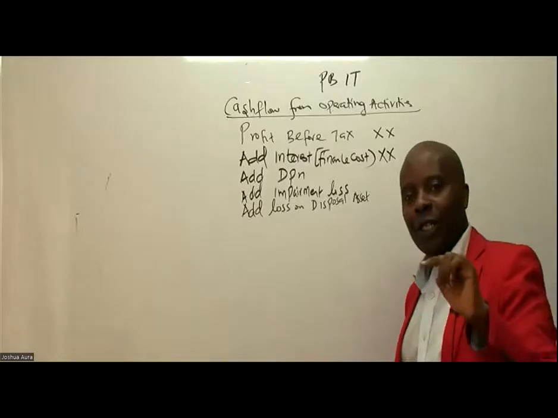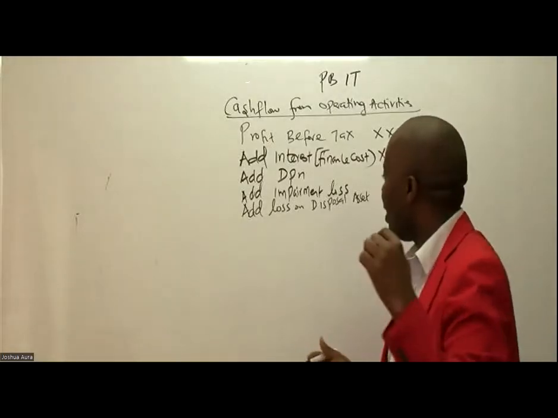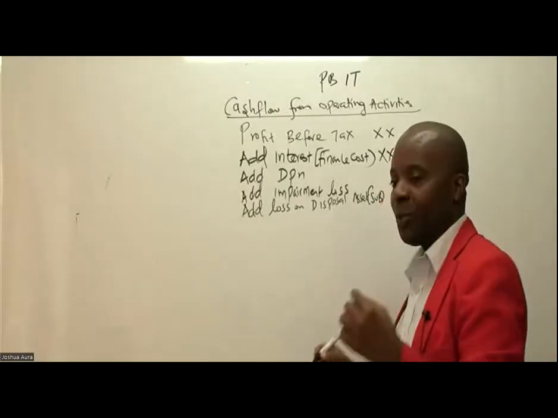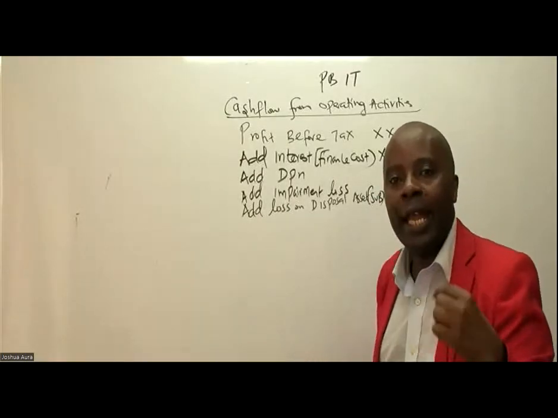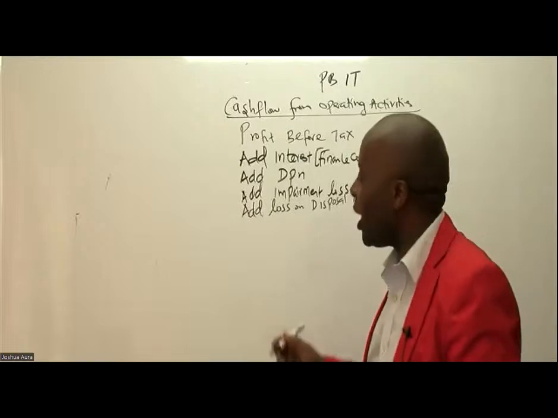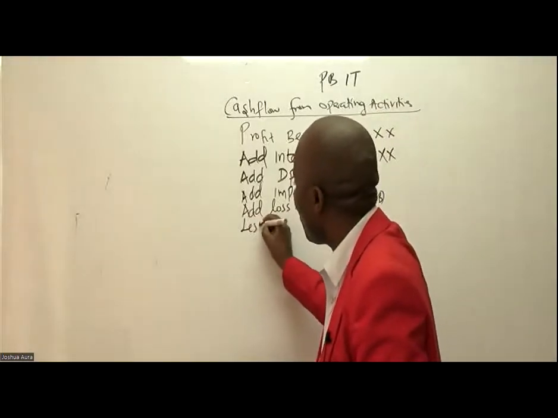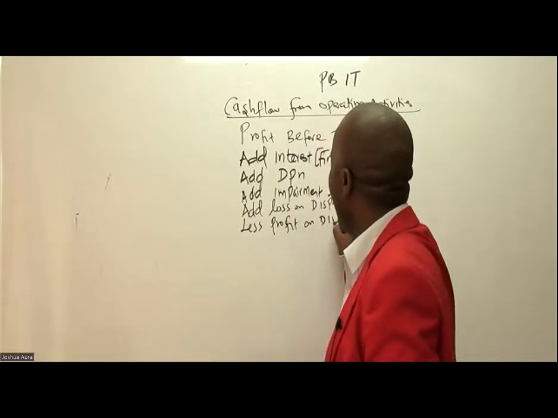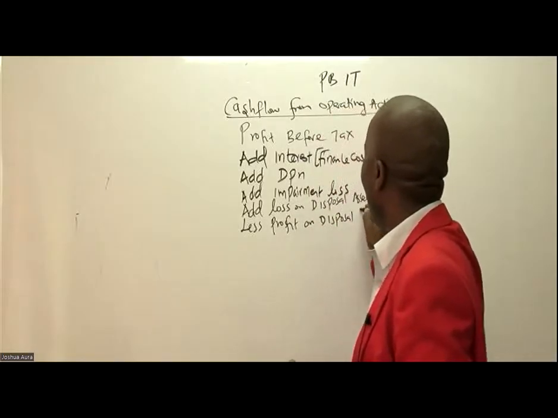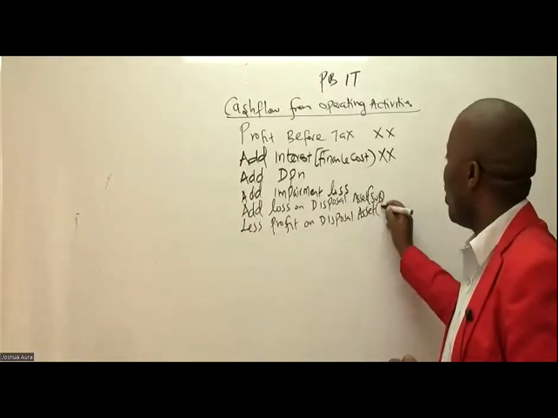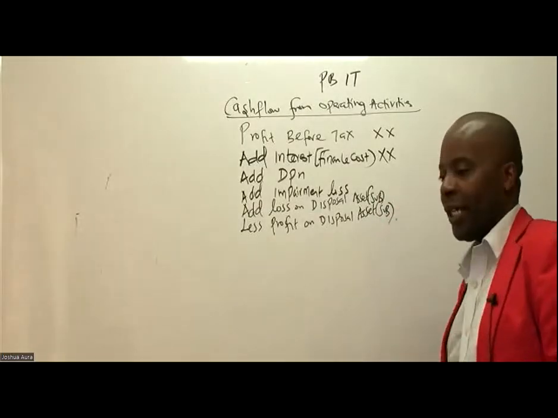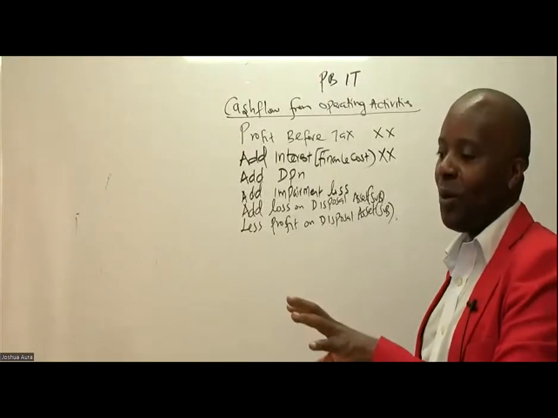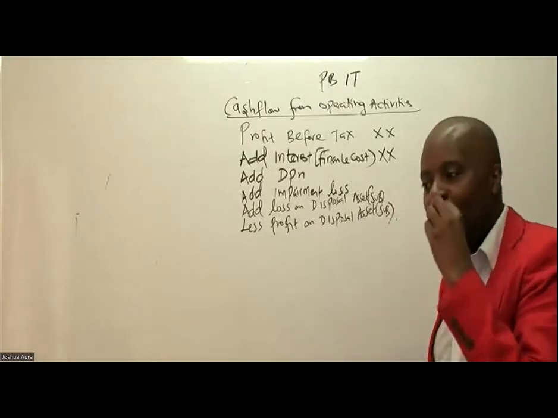And when you are disposing of these assets, including subsidiaries, if you make a profit, what should you do? Any profit on disposal, you deduct. Less profit on disposal of assets, including subsidiaries, like that.